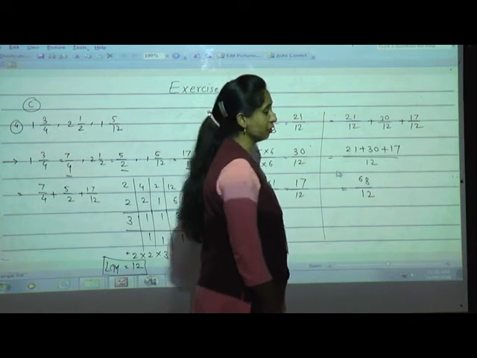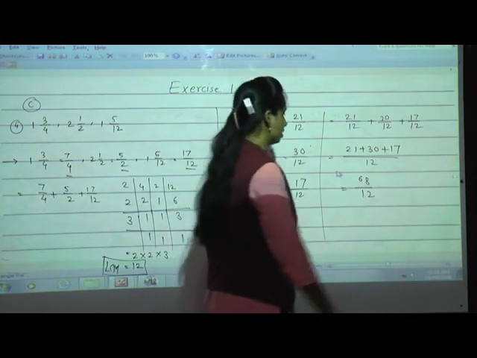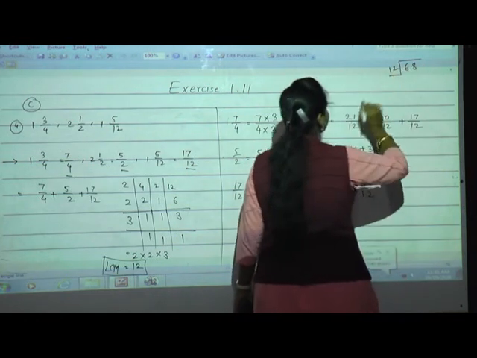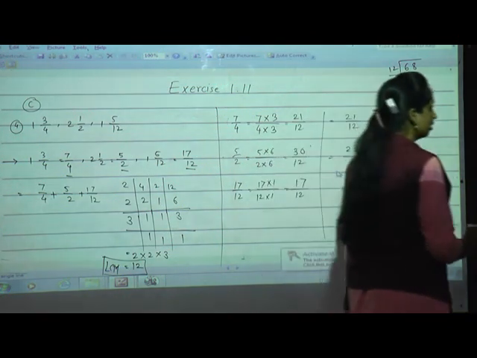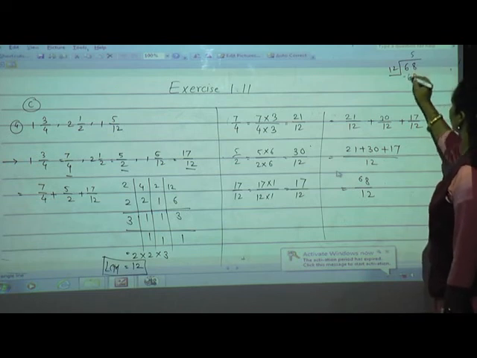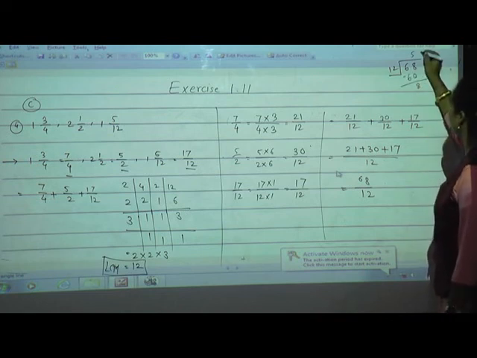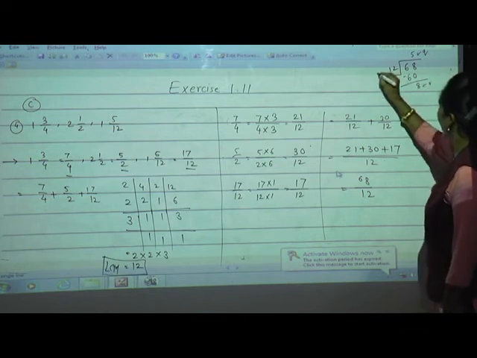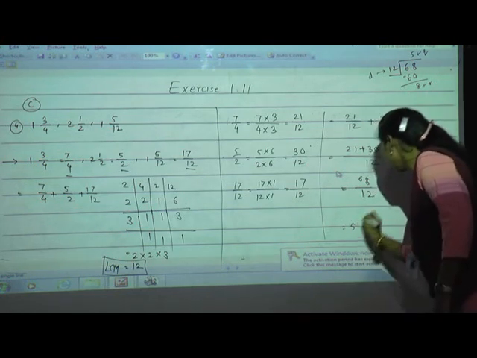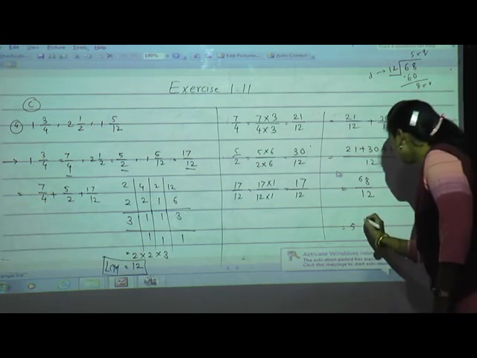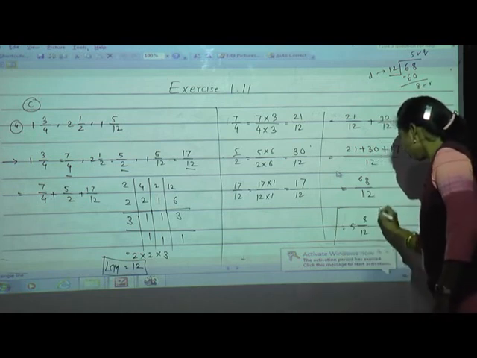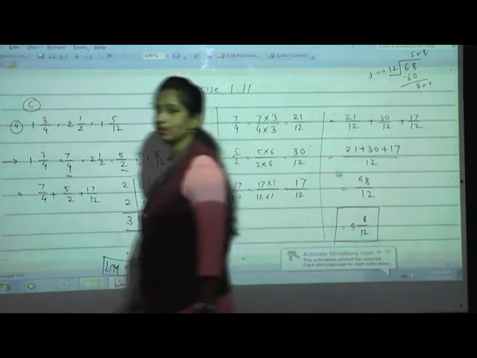Now we have to convert into a mixed fraction, students. For that we need to do the division. 68 divided by 12. In the 12 table, is 68 there? No. What is less than that? 12 5s are 60. So what will remain? 8. This is what? Quotient, remainder and the denominator. See how we can write. First is the quotient as a natural number. Remainder should come in the place of numerator and the denominator is 12. This is the answer. Clear?